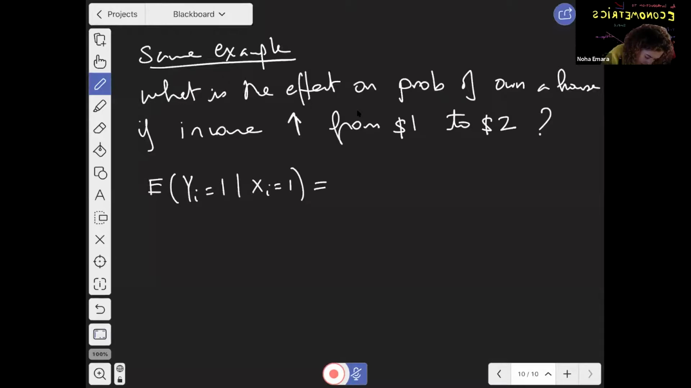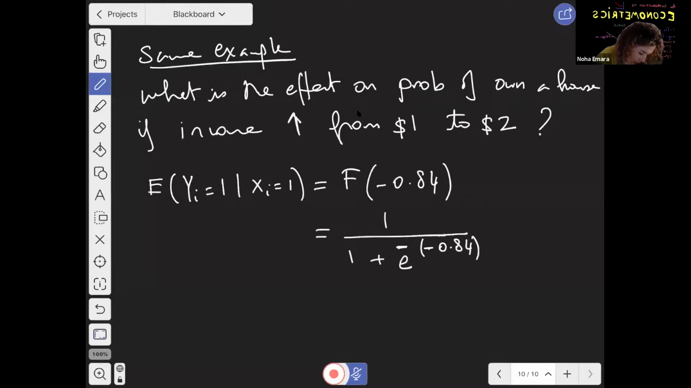So don't forget the negative, okay? And this one is equal to, we just compute this one, 0.3015. So at income of 1,000, the probability is equal to 30.15%. This is at income 1. What about at income 2?